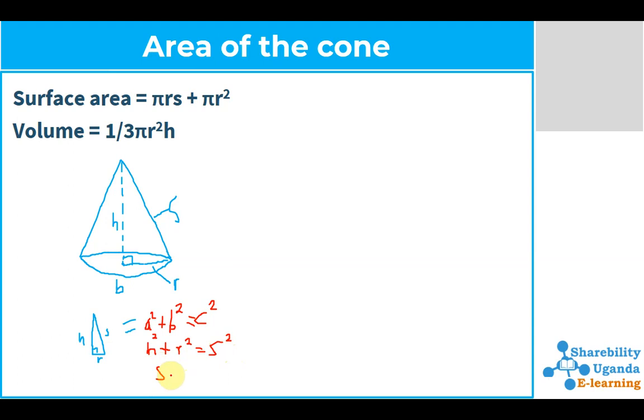So for us to get our slanting, we shall be able to say that our slanting will be equal to the square root of h squared plus r squared. That's how we can get our slant or the slope using this formula. So here we have been able to get one part, which is the slanting, which is part of our cone.